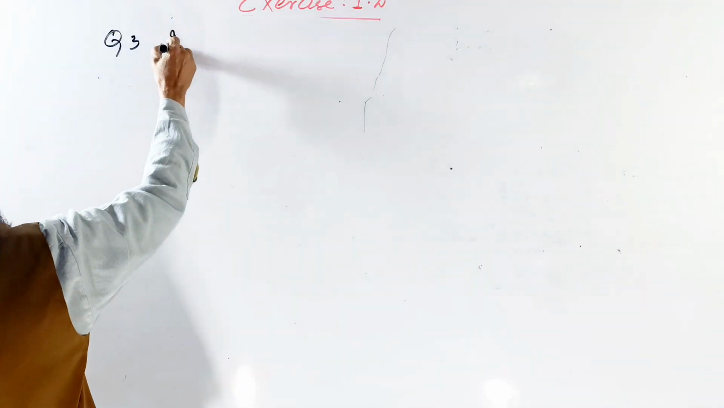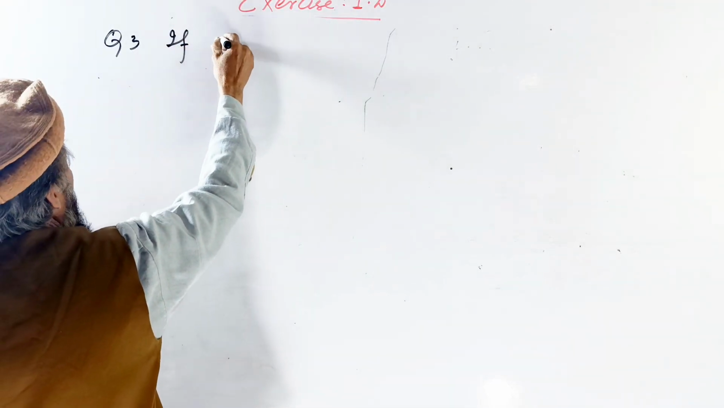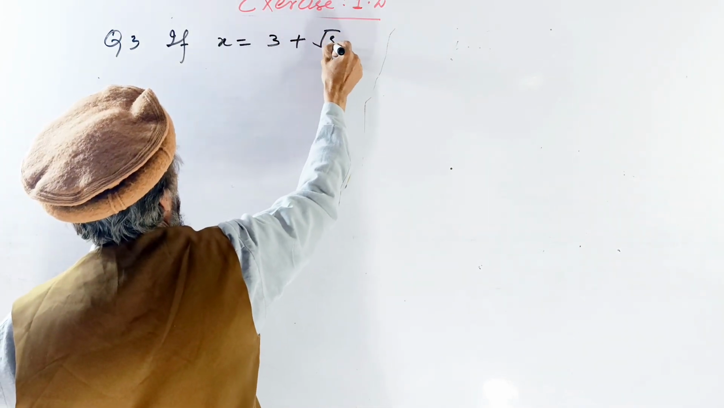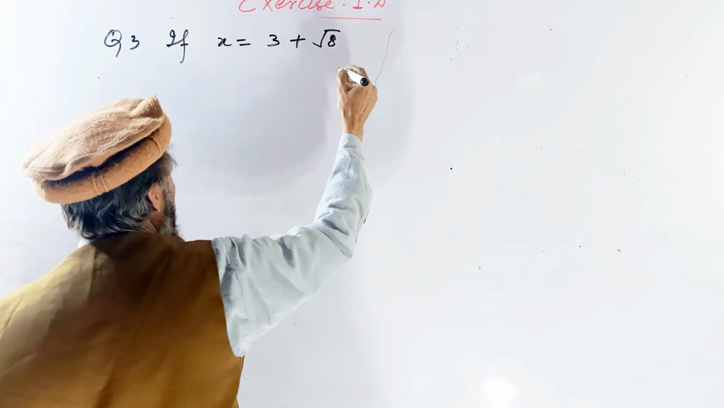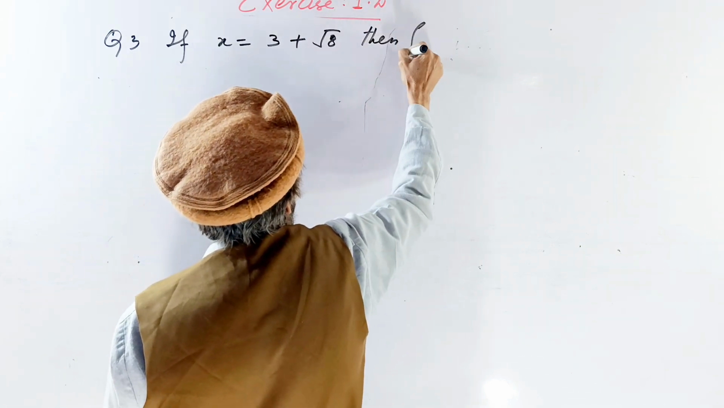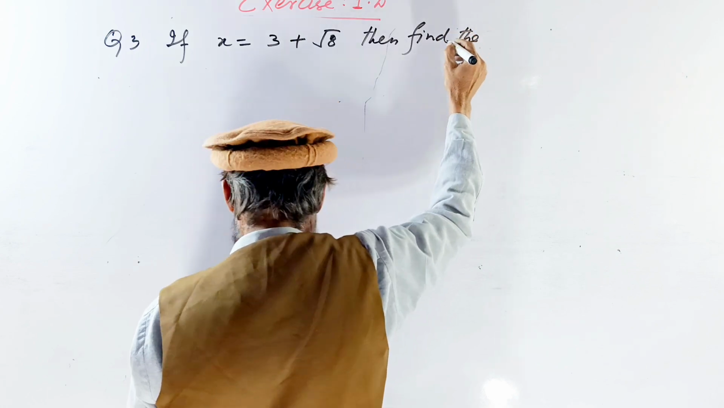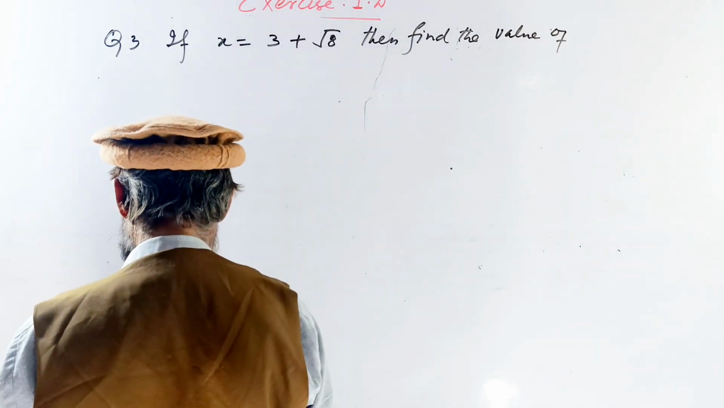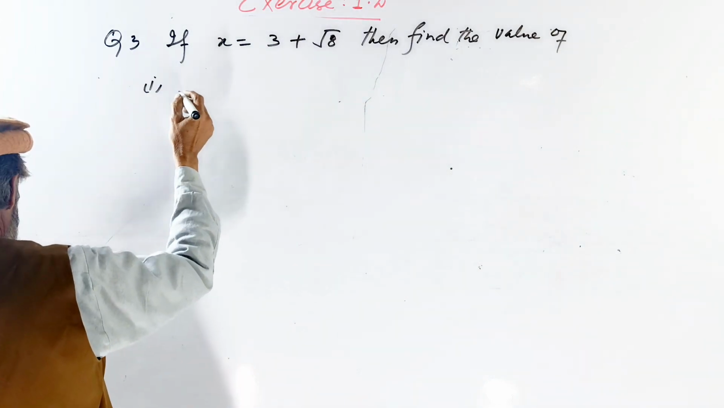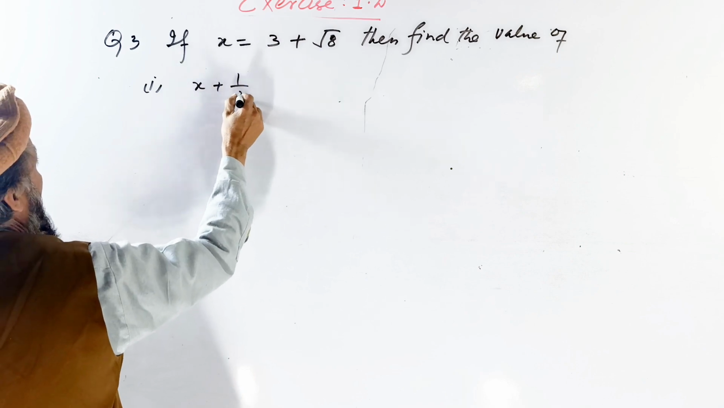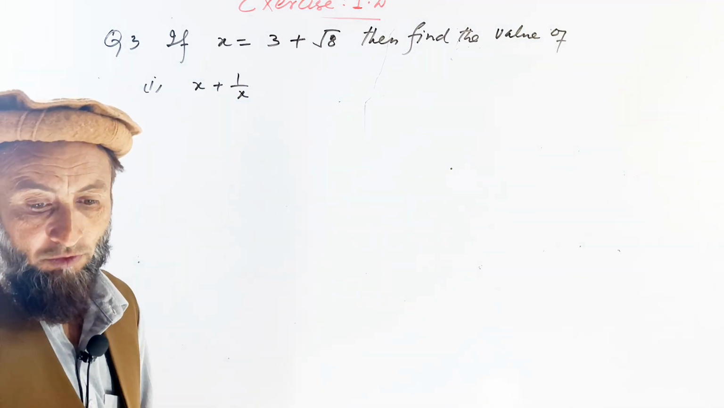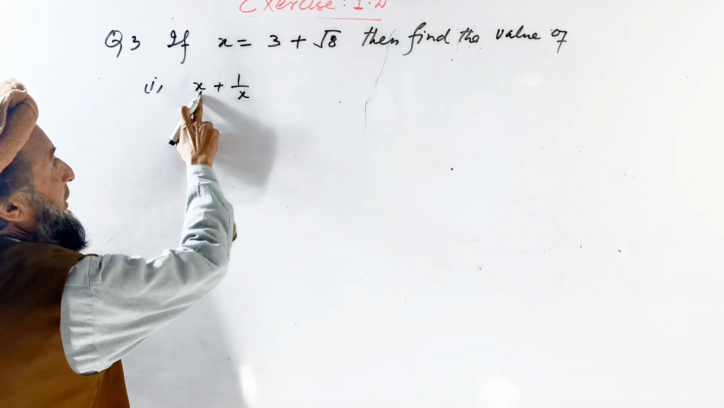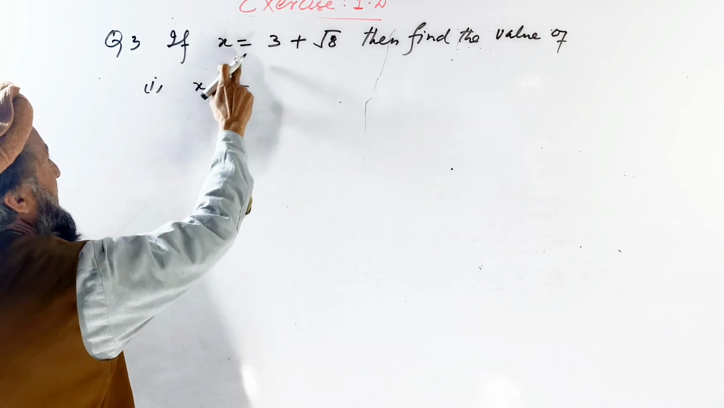For x equal to 3 plus square root of 8, find the values of the 6 parts. The first part we are doing here is x plus 1 over x. Dear students, questions are changing, but you must learn the methods. So first of all, look here, we are finding the value of x plus 1 over x.